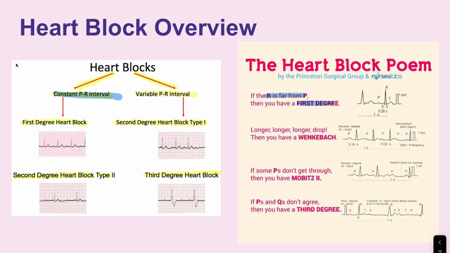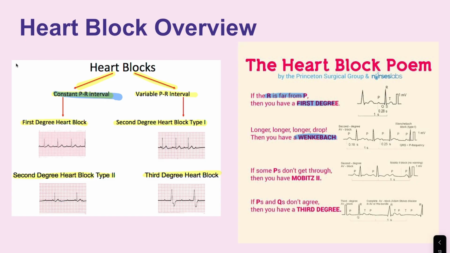Next line: longer, longer, longer, drop, then you have a Wenckebach. I think it helps if you say it in the voice too. But this is exactly what it says. Our PR interval is going to get longer and longer and longer, and then we're going to have a P that does not have a QRS complex. Our signal is blocked. It does not get through. We do not have activation of the ventricles.